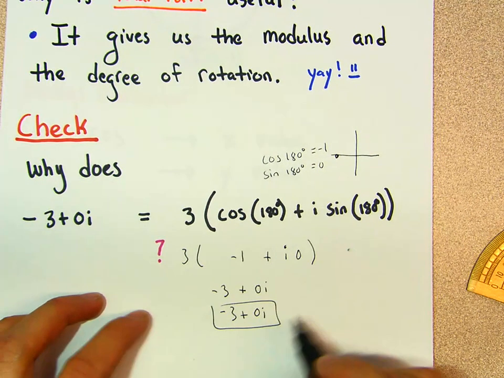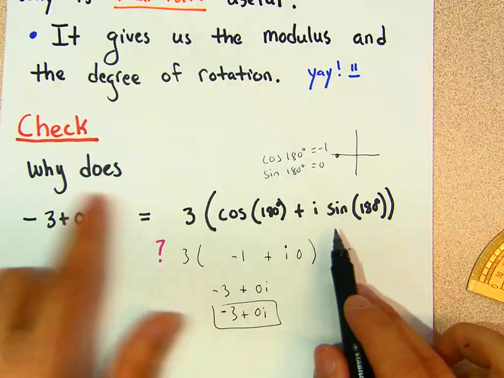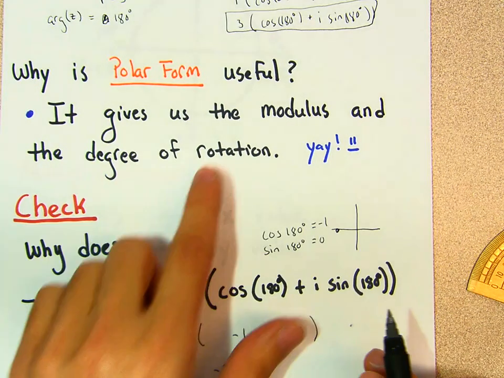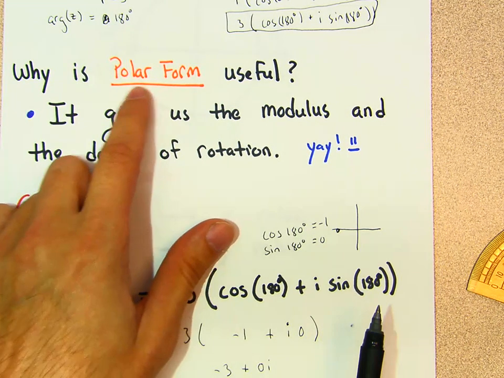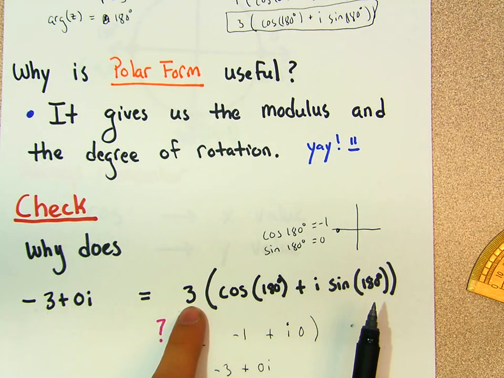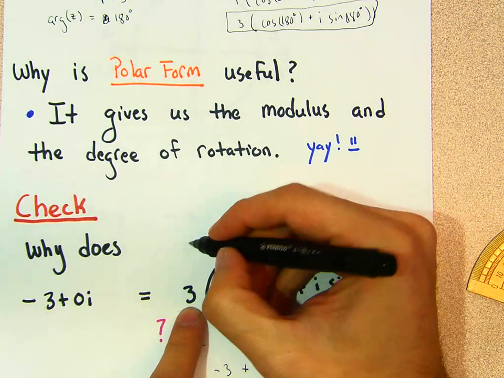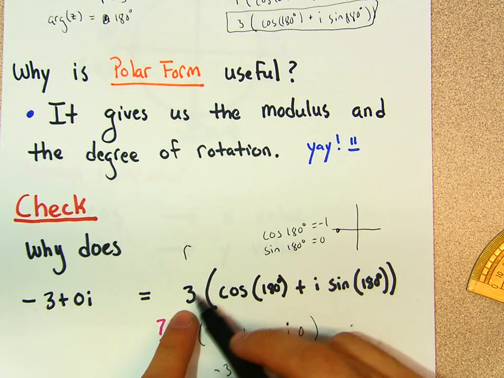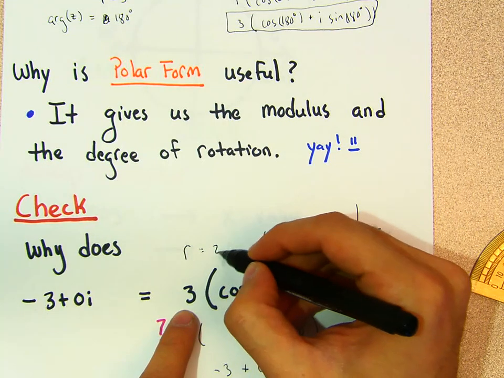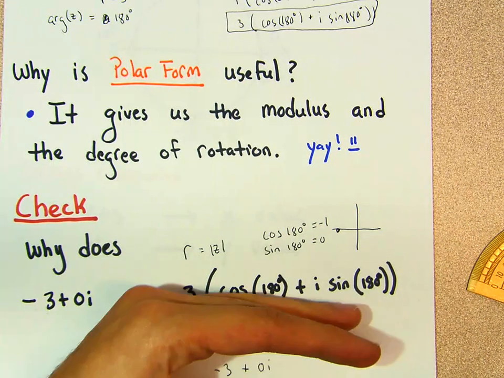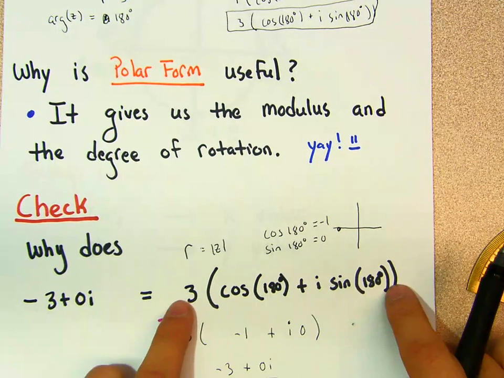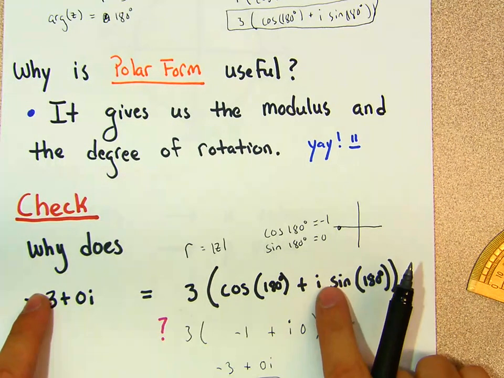And notice how this is the same thing as this once we fill it out. The reason this is important is that in polar form in the complex plane, we're given this 3. And remember, what does this 3 represent? It represents r, and r shows us distance. It shows us the modulus of z, and it shows us the degree of rotation. So it gives us 2 things in one format. But to go from this format to the next, you just need a little bit of practice.